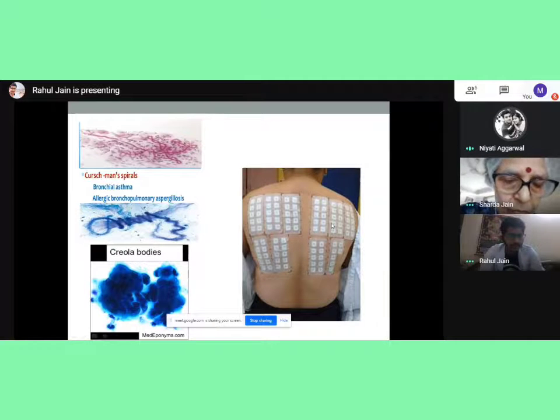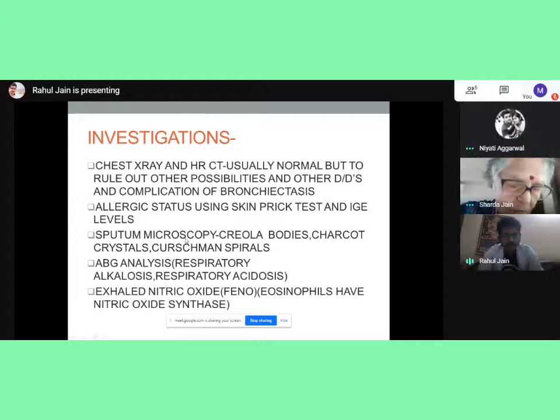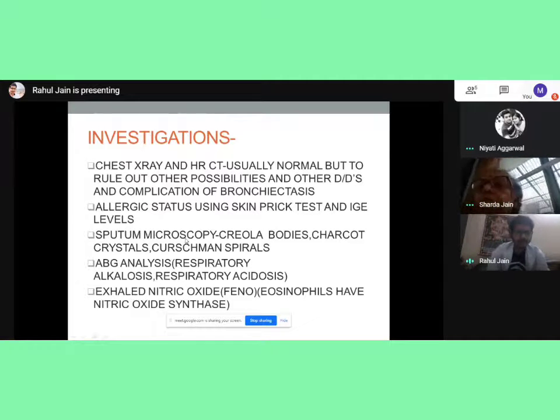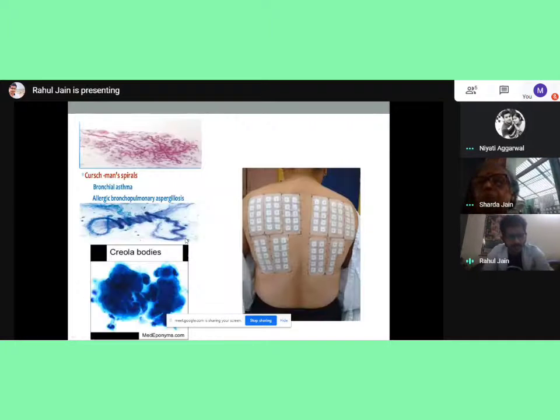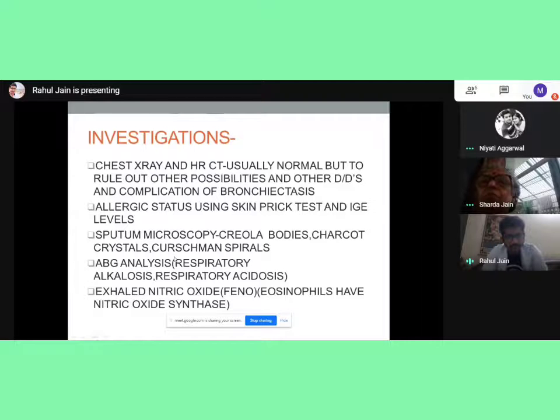Then I will do sputum microscopy. There are three things which are very characteristic of asthma: Creola bodies, Charcot-Leyden crystals, and Curschmann spirals. I've just put the pictures: under the microscope, the Curschmann spiral looks like this and the Creola body looks like this. Then I will do ABG analysis.